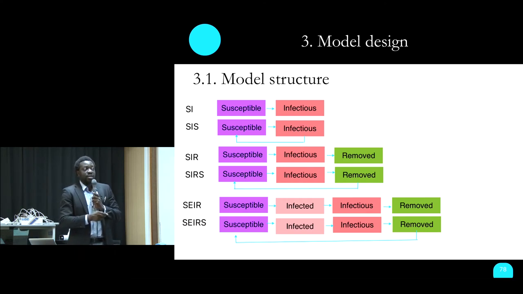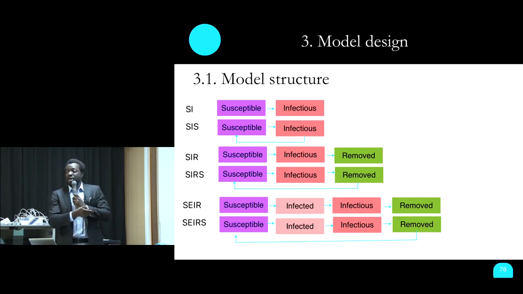But we have another one, SIS, susceptible, infectious, but the infectious can come back to become susceptible. Those are cases of short curable sexually transmitted infections like chlamydia or gonococcal infection. If you have it, you become infectious. Once there is a treatment, you are cured and become susceptible again. So it's like a circular movement here.